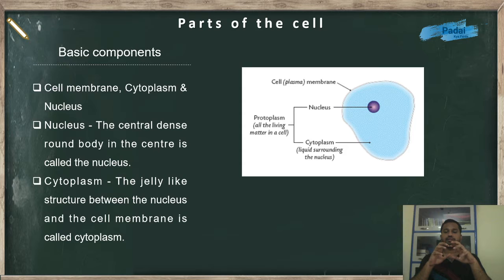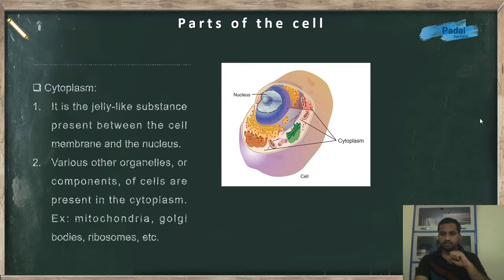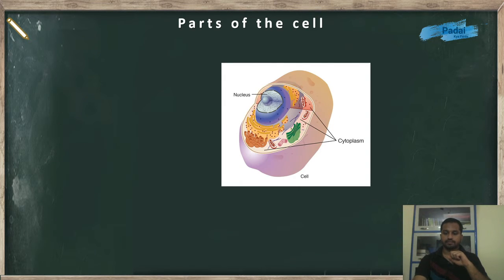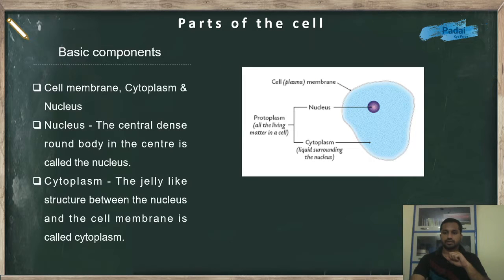So the nucleus is a central dense part. It is a round body which is present at the center of the cell. Here it is clearly given. Right here, you could see that there is a dark violet colored thing which is present at the center of the cell. That is nothing but the nucleus, which is a denser and round body, right?